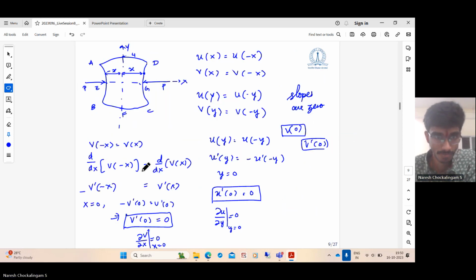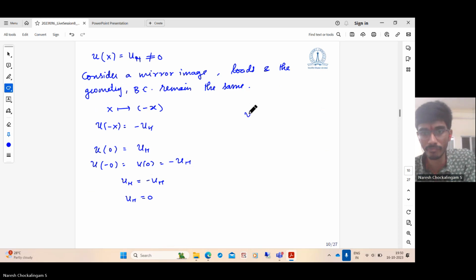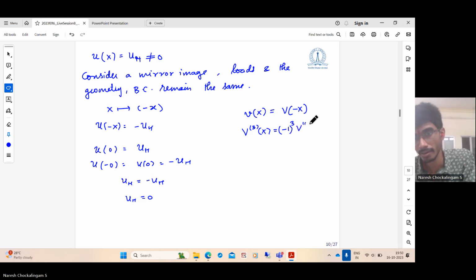So at H and F, we have some V of X. We know V of X is V of minus X. Differentiated 3 times, so first derivative, second, third, this becomes 3 derivatives with respect to X. And here you get minus 1, the whole cube, with 3 derivatives with respect to X evaluated at minus X. Now substitute X equal to 0, we get V triple derivative of 0, and multiply by EI: EI V triple derivative of 0 is equal to minus EI V triple derivative of 0.